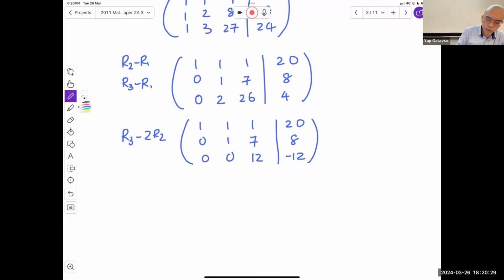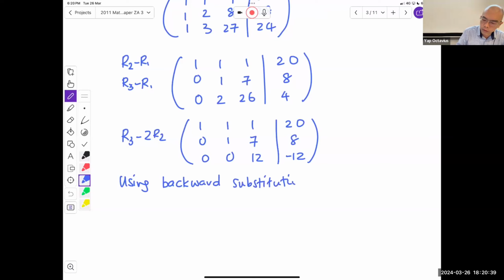Okay, so then using backward substitution, now C equals -1. If you work it out, you get C equals -1, B equals 15, and then A equals 6. Okay, so these are the three. So we managed to finish the paper, right? Correct? All done already, right? The questions?